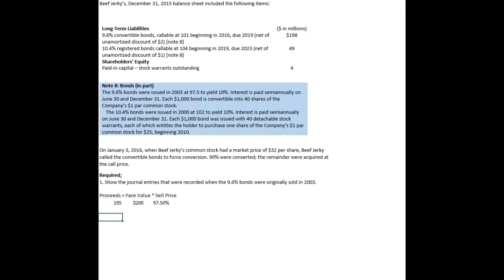So we know what's going to happen is we're going to receive cash. We're going to debit cash by the 95 million we just figured out up there, and we're going to debit this bonds payable for the face value of the debt, which is 200 million, and then we're going to credit this discount on the bonds for the 5 million, not 50, but 5 million. So this would have been the entry that Beef Jerky originally entered when they recorded the issuance of the bonds.